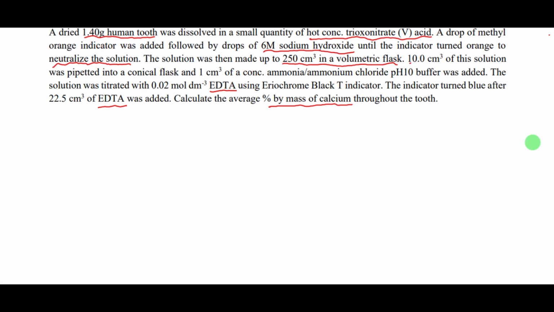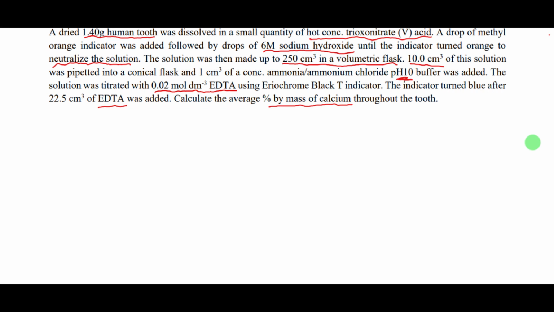Fine. Now 10 cm³ of this solution was pipetted into a conical flask, and 1 cm³ of a concentrated ammonium chloride pH 10 buffer was added. This buffer was just added to maintain the pH of the solution, to ensure that the solution does not change, because the reaction between calcium and EDTA works well at a pH of 10. So the solution was then titrated against 0.02 mole per dm³ EDTA. It means that the EDTA used to carry out the titration was a standard solution, right? Using this indicator, Eriochrome Black T.